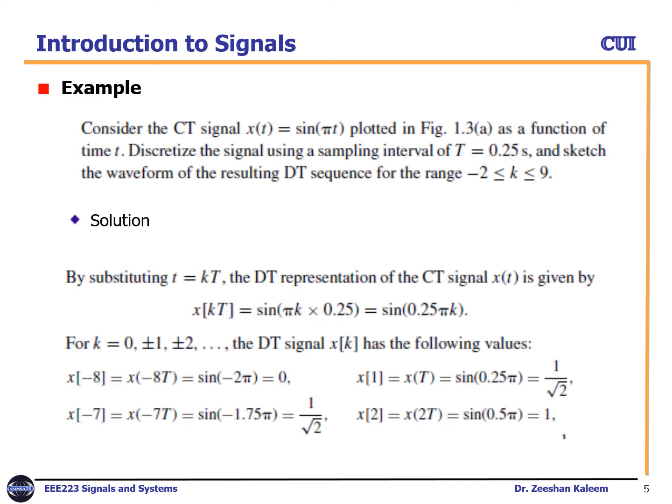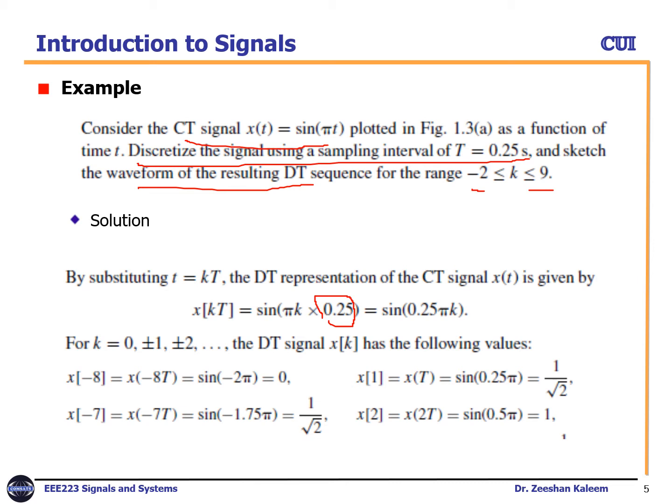This is an example. Consider the continuous time signal x(t) = sin(pi t), plotted in the previous figure as a function of time t. Discretize the signal using a sampling interval of 0.25 second and sketch the waveform of the resulting discrete time sequence for the range k greater than -2 and less than or equal to 9. So what we have to do, we have a sampling time of 0.25, and the signal is sin(pi t).